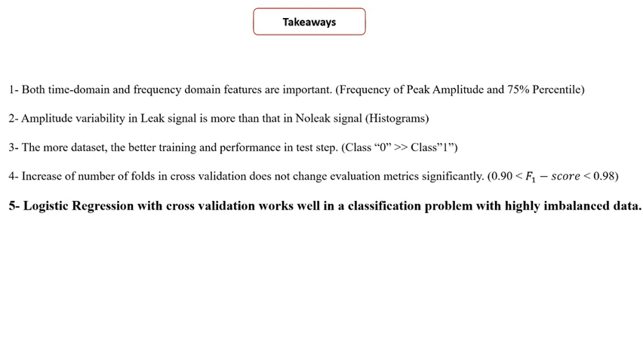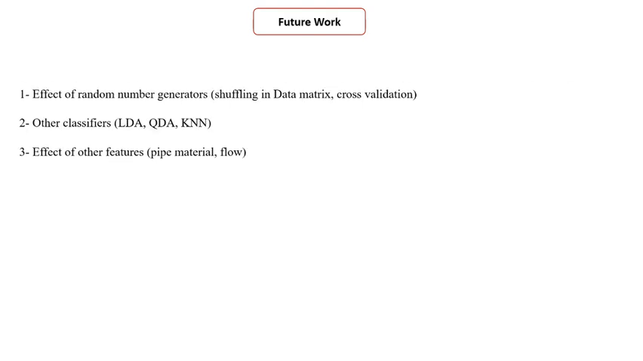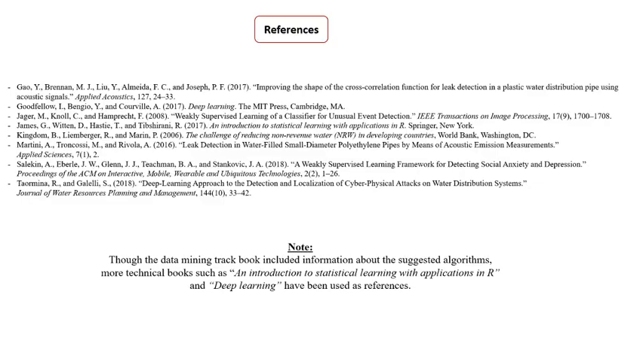Some takeaways are that both time domain and frequency domain features are important. We recall that frequency of peak amplitude is a frequency feature and 75% percentile is a time feature. Amplitude variability in leak signal is more than that in no leak signal. We recall that from histograms. The more data set we have, the better training and performance in test step. An increase of number of folds in cross-validation does not change evaluation metrics significantly. And the most important one is that logistic regression with cross-validation works well in a classification problem with highly imbalanced data. In the future, we will evaluate different classifiers and other features of pipelines, and these are the references.